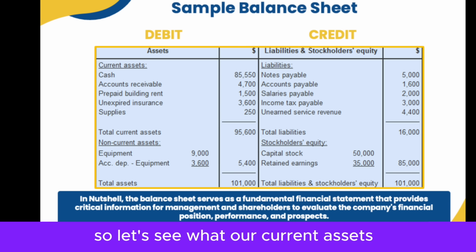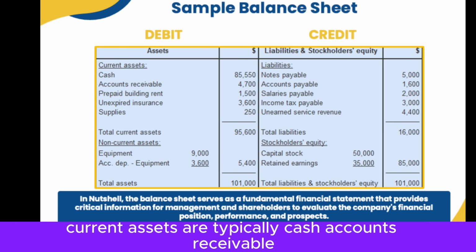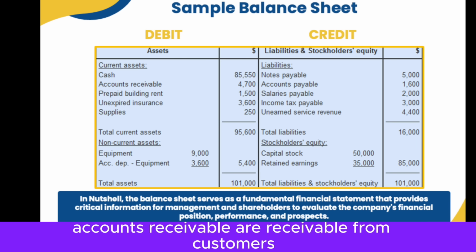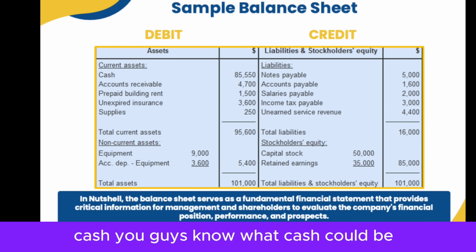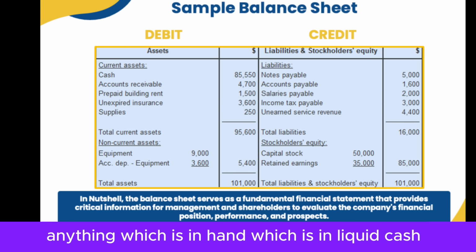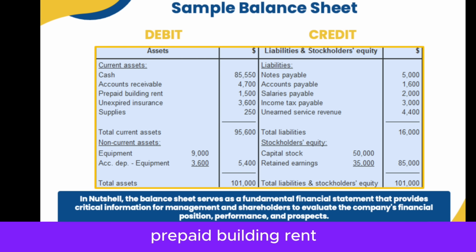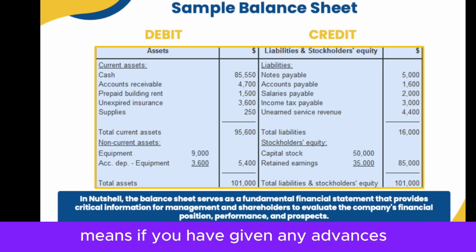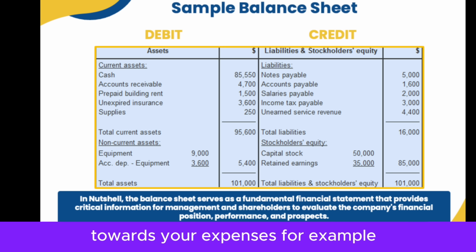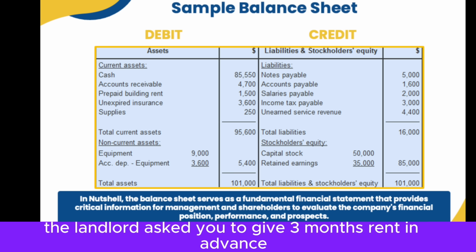So let's see what current assets are. Current assets are typically cash, accounts receivable, prepaid building rent. Accounts receivable are receivable from customers. Cash, you guys know what cash could be. Anything which is in hand, which is liquid cash. Prepaid building rent means if you have given any advances towards your expenses. For example, here in this case, building rent, you have taken an office premises. The landlord asks you to give 3 months rent in advance, right?